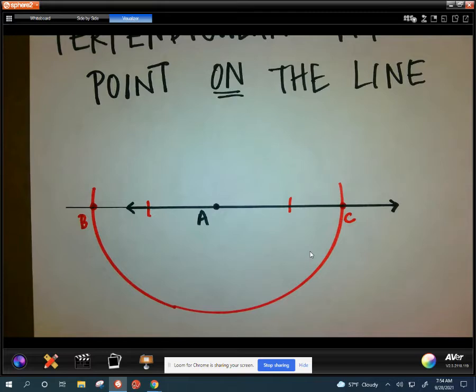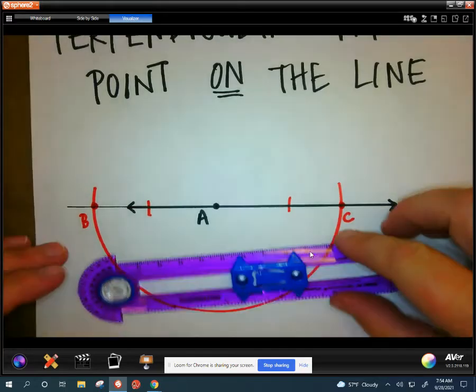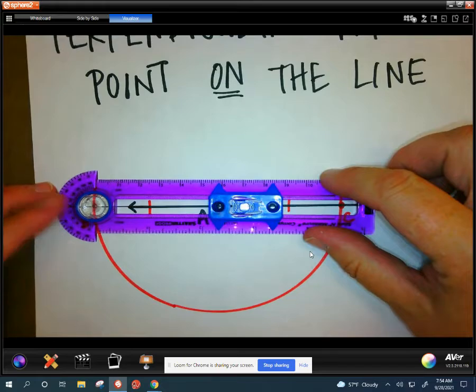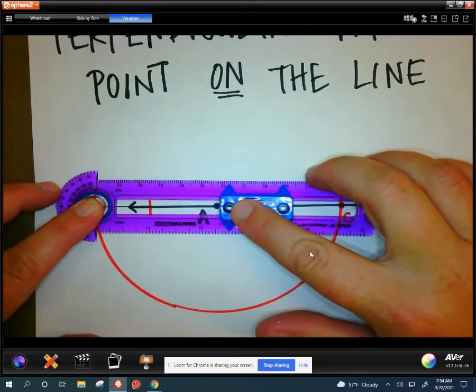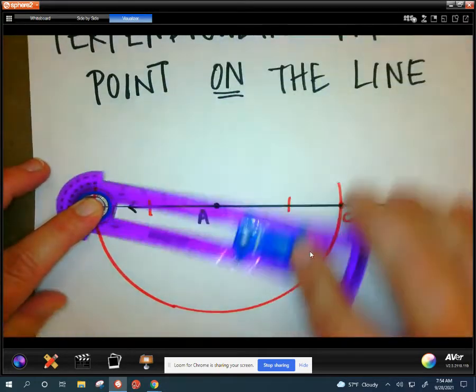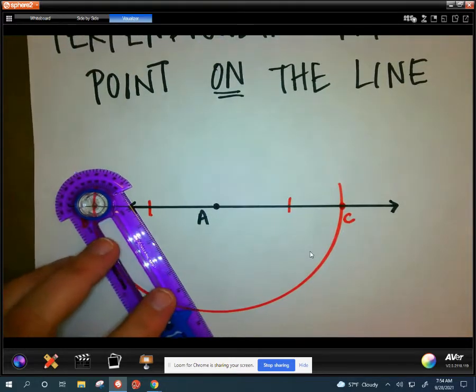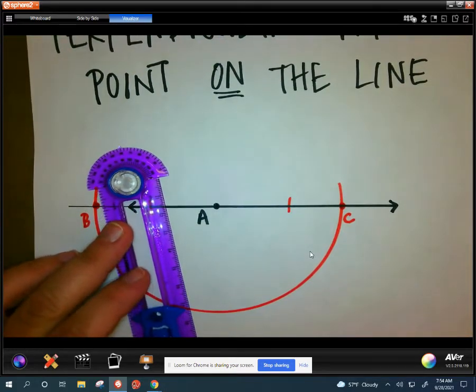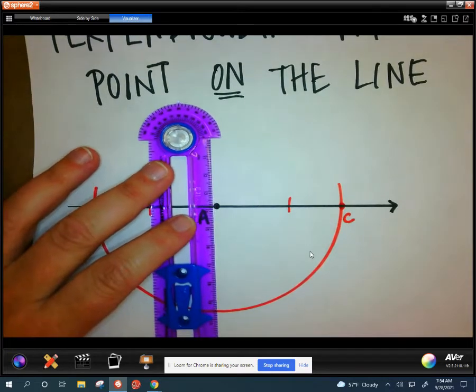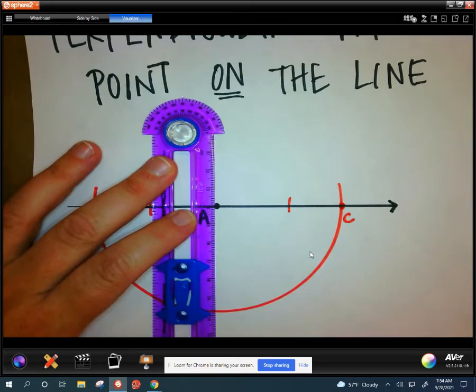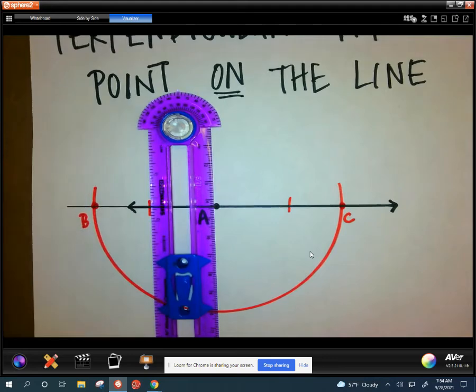Okay, so now what do we do next? You can do one of two things. You can say, okay, I'm going to ignore A and I'm just going to do the perpendicular bisector, which means you would open up more than halfway, so more than A, and do above and below. Now, the danger of that is if you aren't perfect, then all 3 points might not line up. It's a little bit of a hazard, but you can always do this.